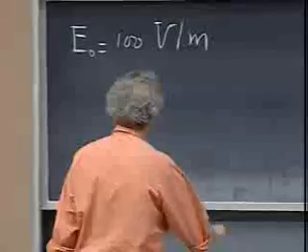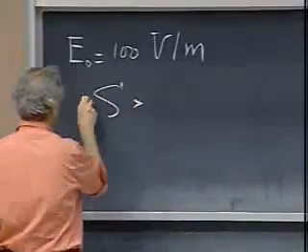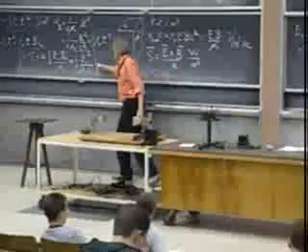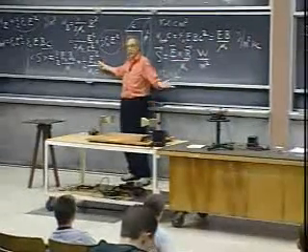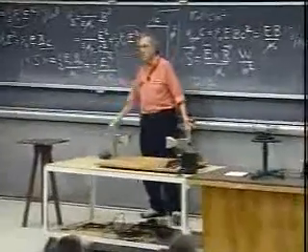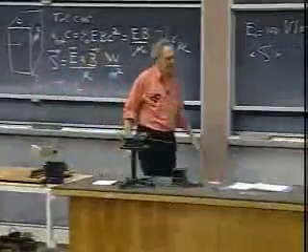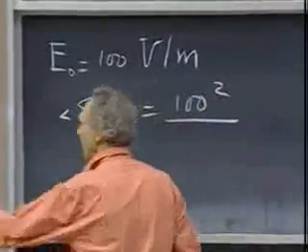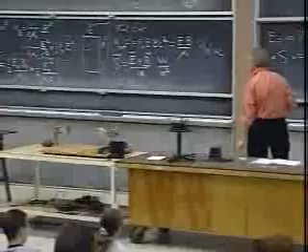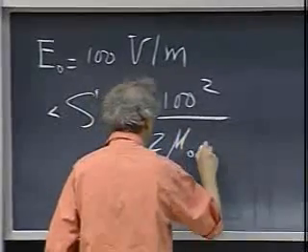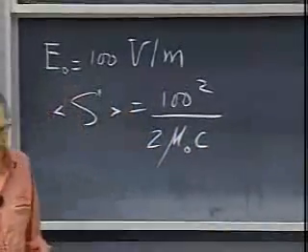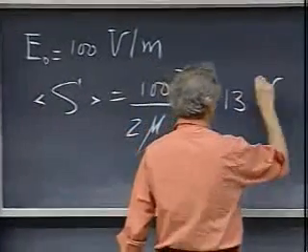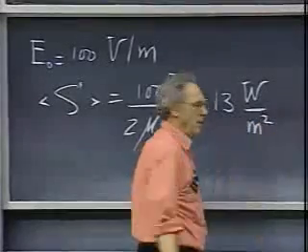And so for the average value for the Poynting vector, I can pick this equation. E0 is 100. I know mu 0, I know C, so I can calculate what it is. It's 100 squared divided by 2 divided by mu 0 divided by C. And when I do that, I find that this is 13 watts per square meter.